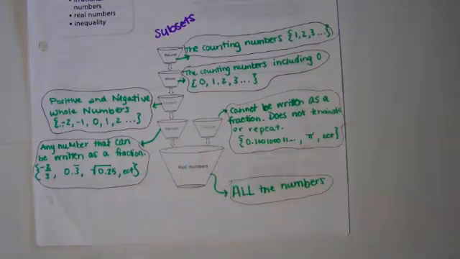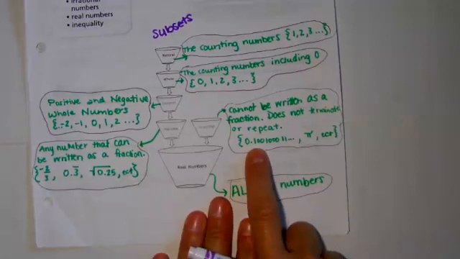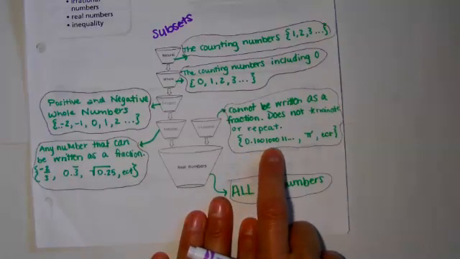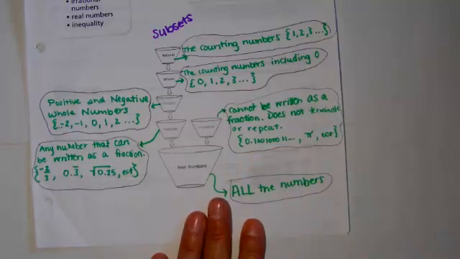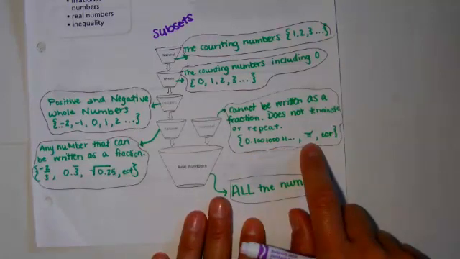An irrational number is in this sad lonely bucket over here all by itself, and it's all the numbers that cannot be written as a fraction. They do not terminate, they don't end, and they don't repeat. Not to get confusing here, I know that in this example I have 1, 0, 0, 1, 0, 0, 1, 1. There is a pattern, but it's not a repeating pattern, so that doesn't count. Pi is an irrational number. It never ends and it never repeats.